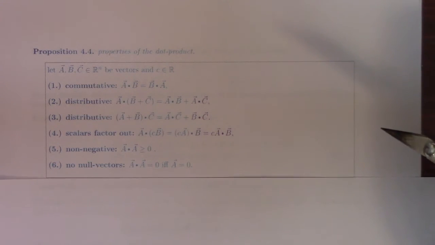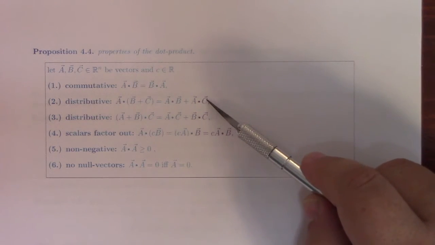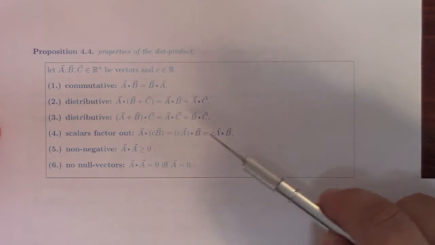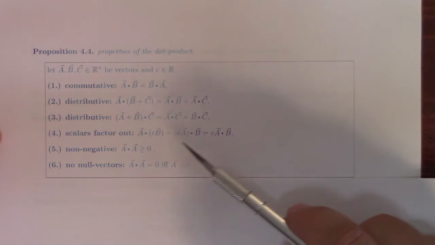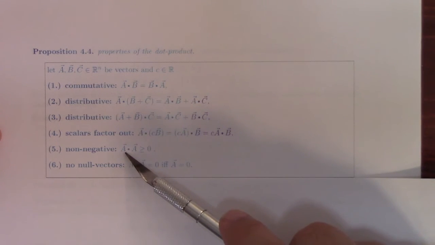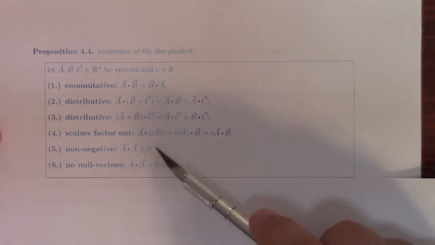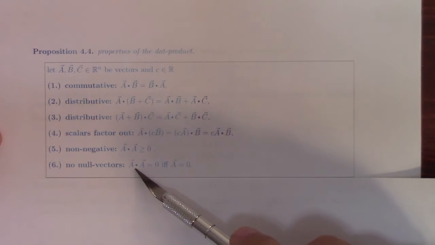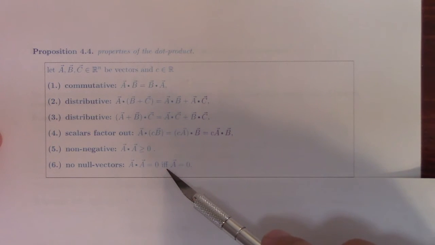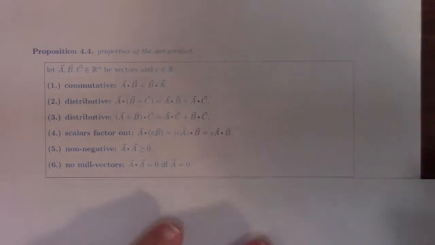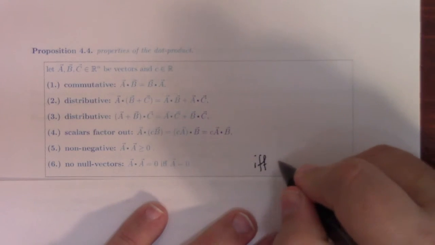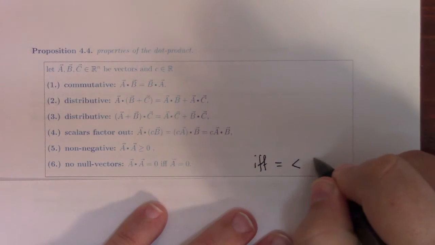So, properties of the dot product: it's commutative, it's distributive, across addition both ways, you can pull numbers out of it, it's non-negative, like the dot product of a vector with itself is greater than or equal to 0. There are no null vectors, so if a dot a is equal to 0, that's true if and only if a is the zero vector. That's a shorthand for if and only if. So anytime you see if and only if in a sentence, you could replace it by this symbol.